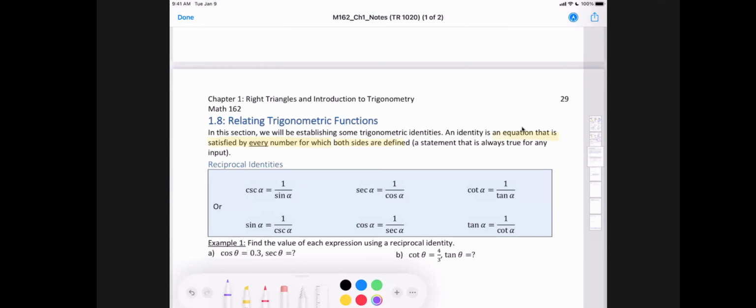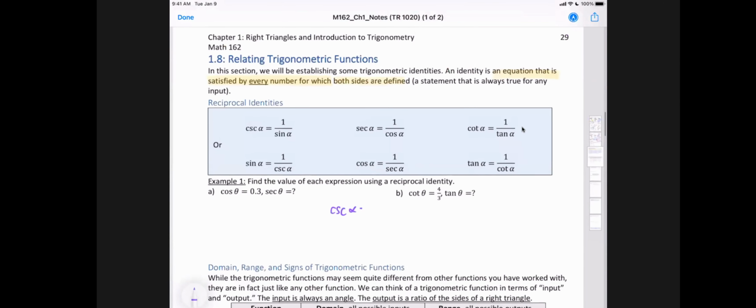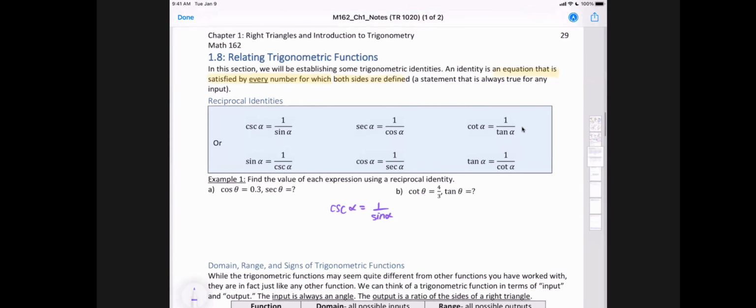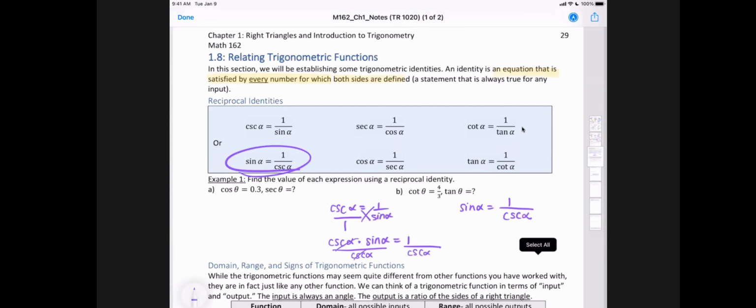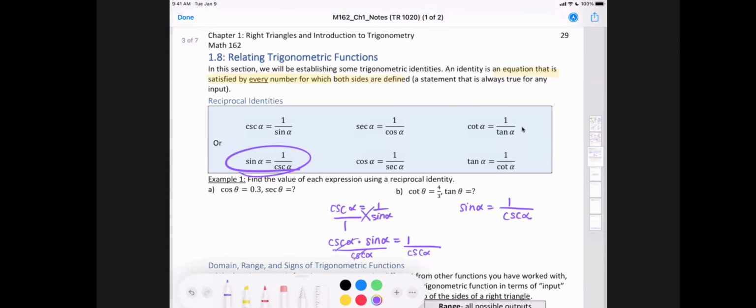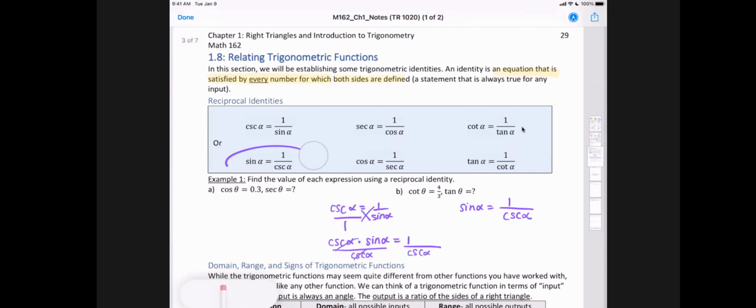So if you work this out, cosecant of alpha is 1 over sine, and you want to solve this for sine instead, then you can cross multiply and say this is cosecant of alpha times sine of alpha is equal to 1. And then divide both sides by cosecant of alpha. Right. So you get that sine of alpha is 1 over cosecant of alpha, which you see over here. So you can write the reciprocals for each of the trig functions.